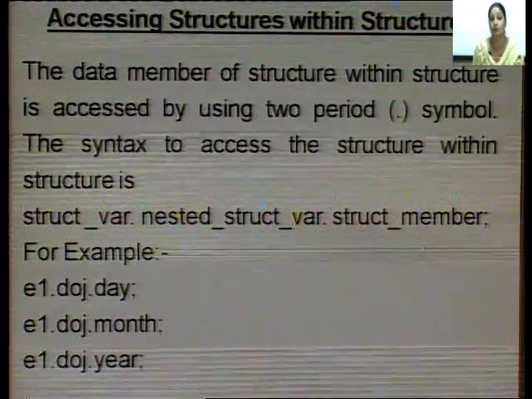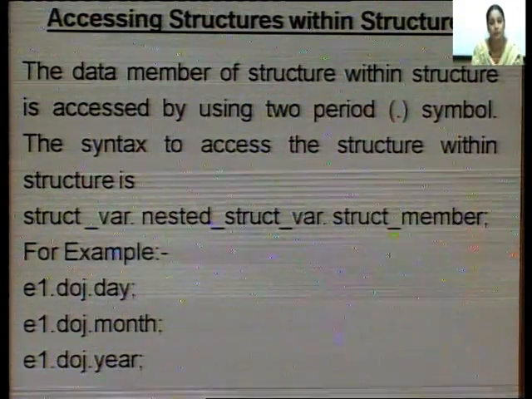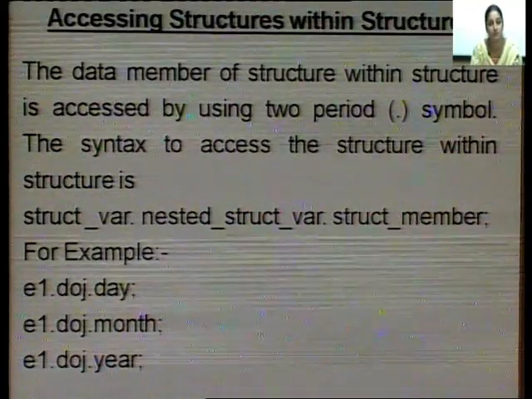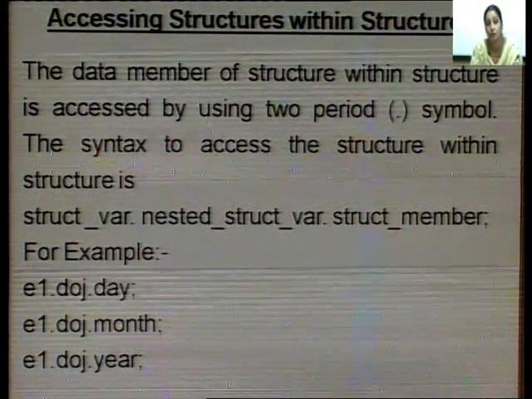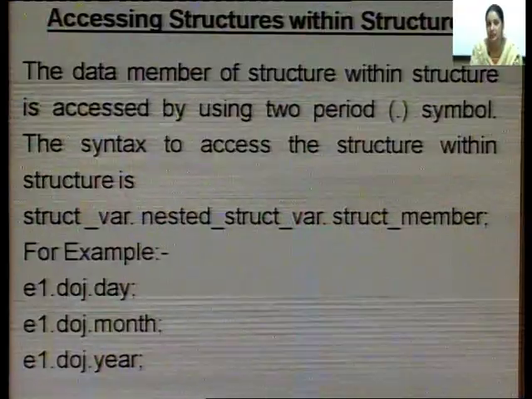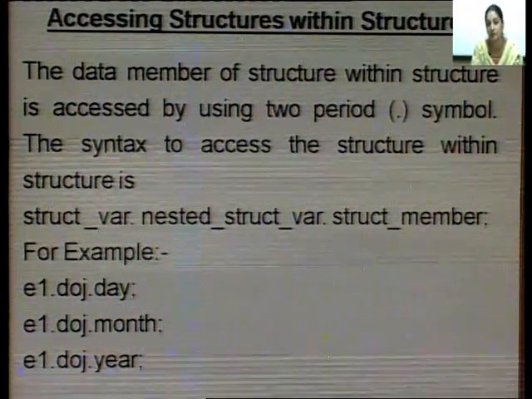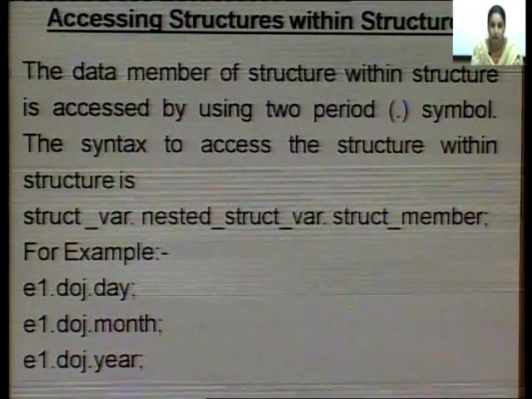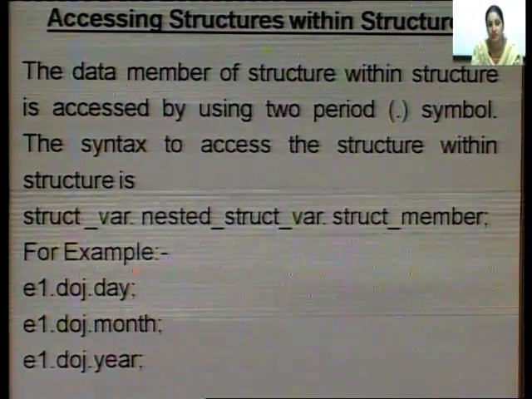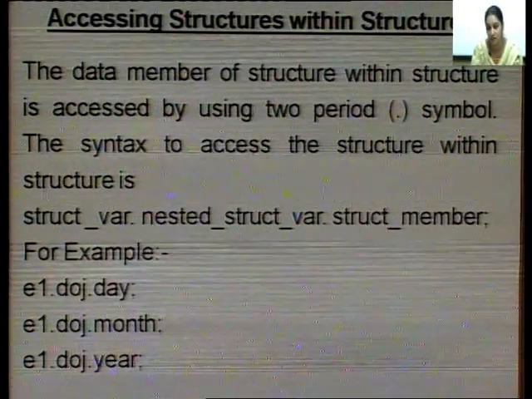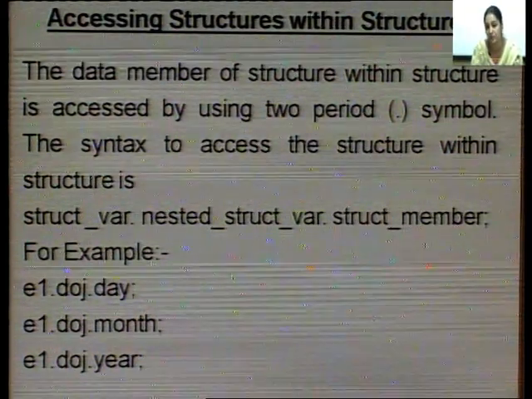Now the method to access that structure within a structure. The data member of a structure within a structure is accessed by using 2 period symbols. Earlier I used a single period symbol. Now I have to use 2 different period symbols to access the structure within a structure. To access that I have to use the structure variable first, then the nested structure variable. After that, the structure member I want to use.